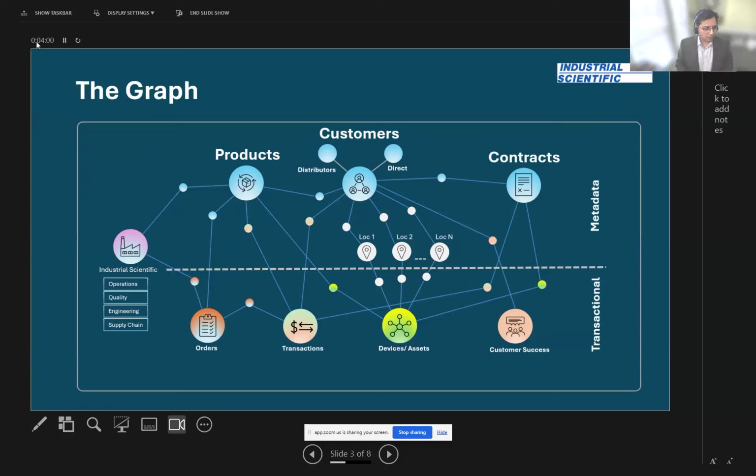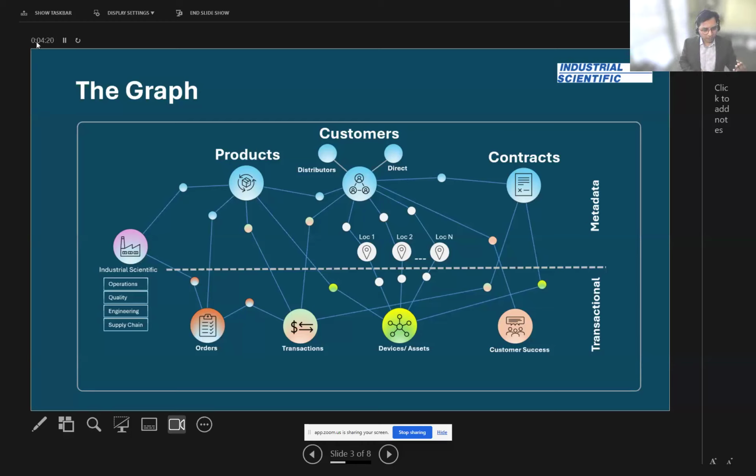So let's talk about how we see our business at Industrial Scientific. We are a manufacturing company. We manufacture products, and then we ship them out to customers. And we are not directly selling products. Most of our products go through subscription bundles, which means that we have very elaborate contracts written out with customers.